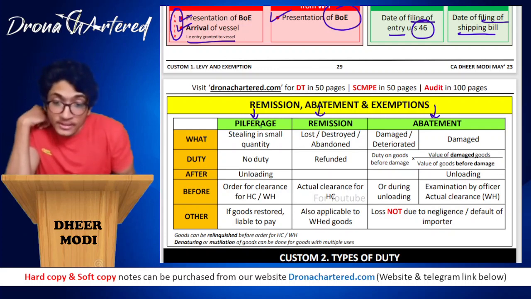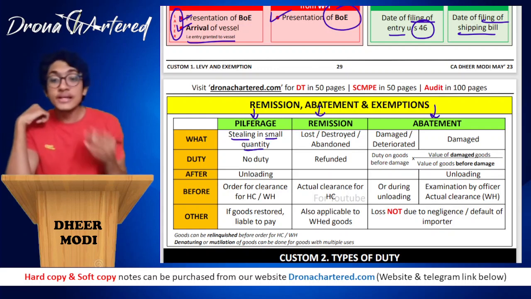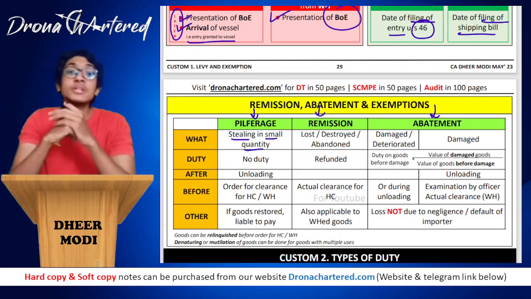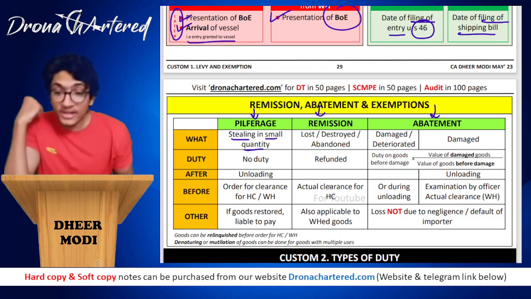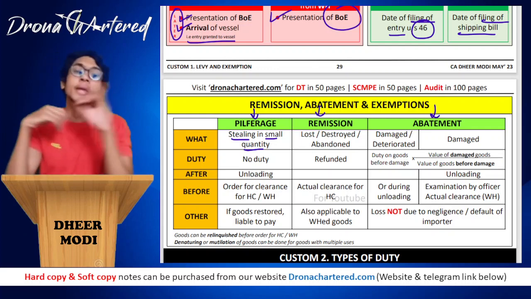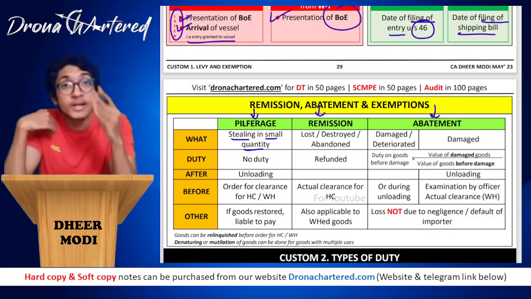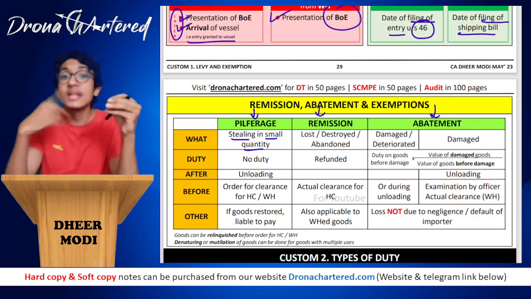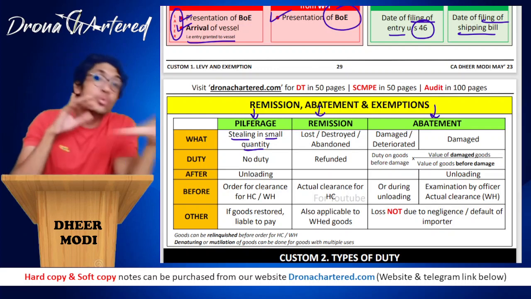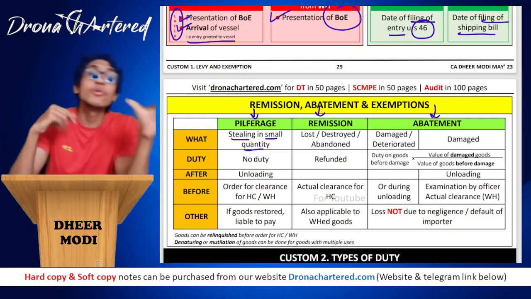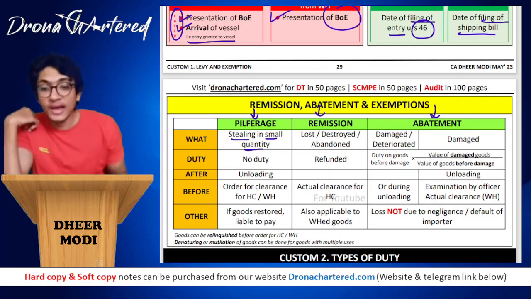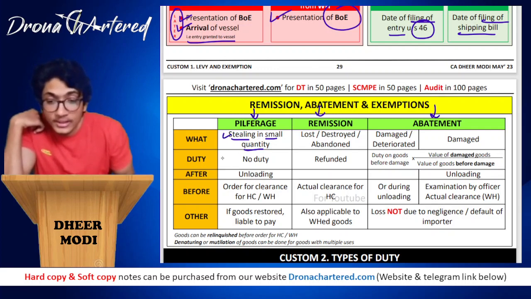So if there is any pilferage, meaning stealing in small quantity, whenever the question says that some quantity has been stolen in small quantity, your mind should automatically go to pilferage. In such a case, you do not have to pay any duty on the goods that have been stolen. If you have 100 quantity and one good has been stolen, it does not mean you do not have to pay any duty on the 99 also. You do not have to pay any duty on that one good, but you will still have to pay duty on the 99 goods that you still have. So there is stealing in small quantities, there is no duty.